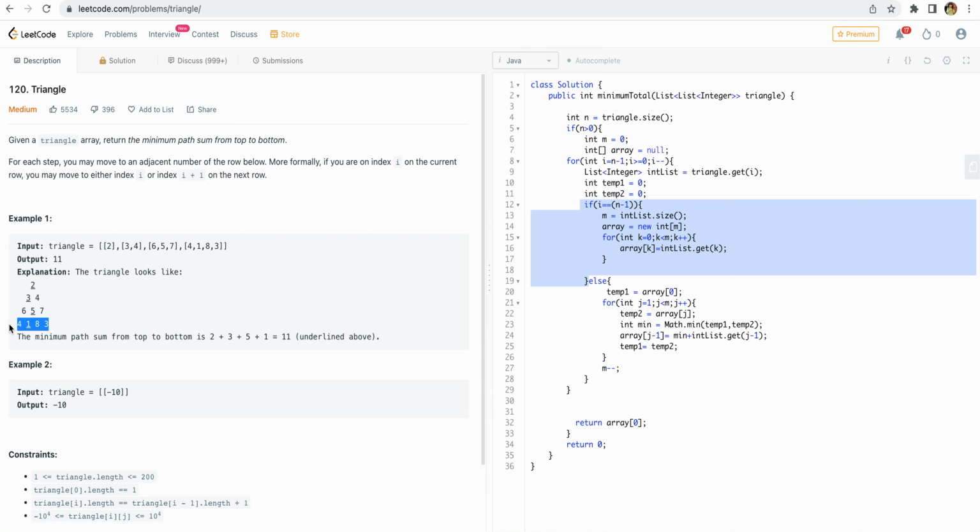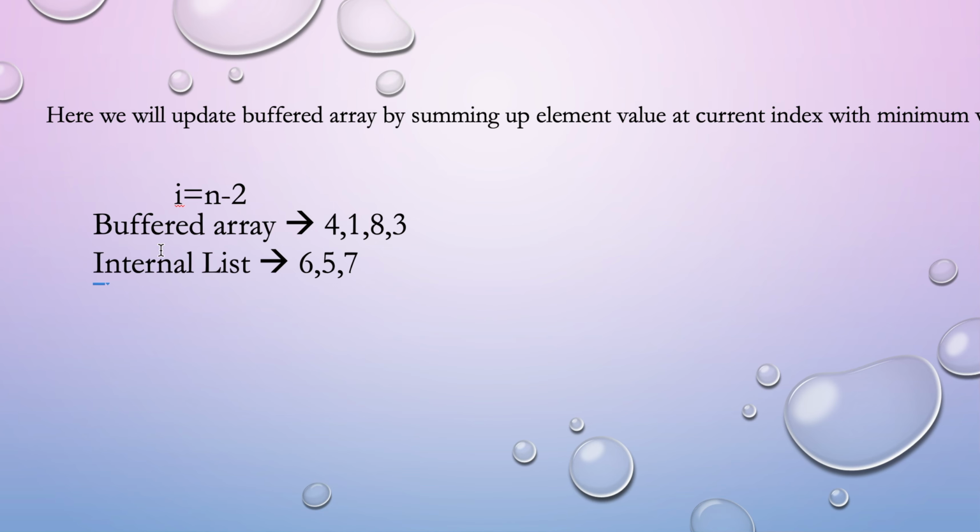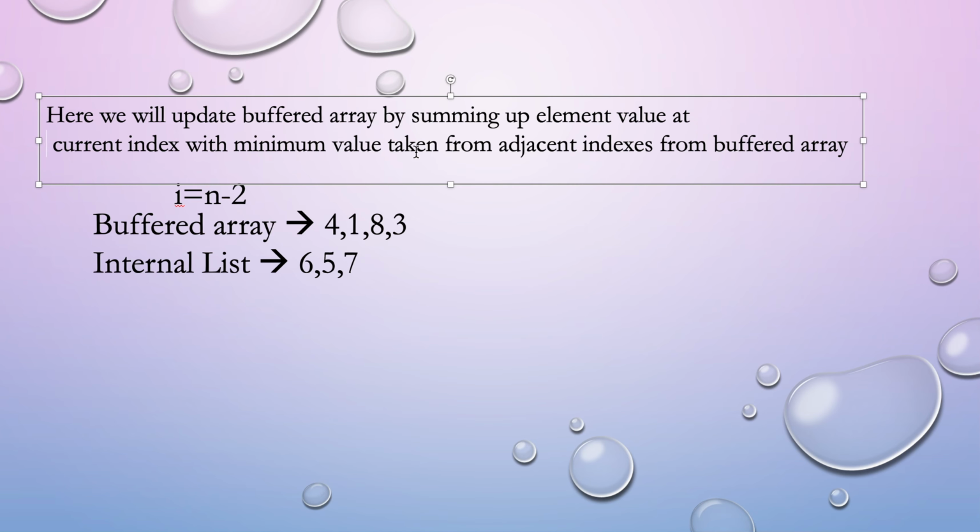Then in the else condition, we will populate the values of temp1 and temp2 from the buffered array. On the second iteration, i will have value n minus 2 and the internal list will be 6, 5 and 7. Here we'll update the buffered array by summing up the element value at the current index with the minimum value taken from adjacent indexes from the buffered array. I'll repeat, here we will update the buffered array by summing up the element value present at the current index with the minimum value taken from adjacent indexes from the buffered array.